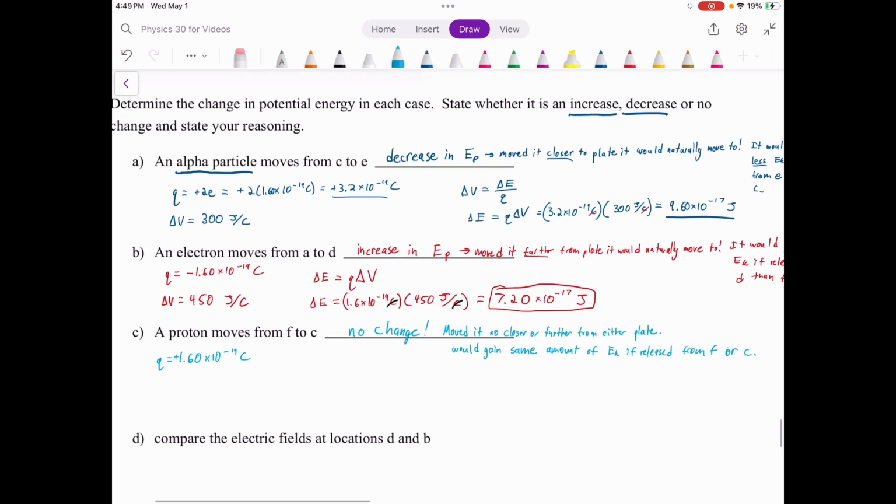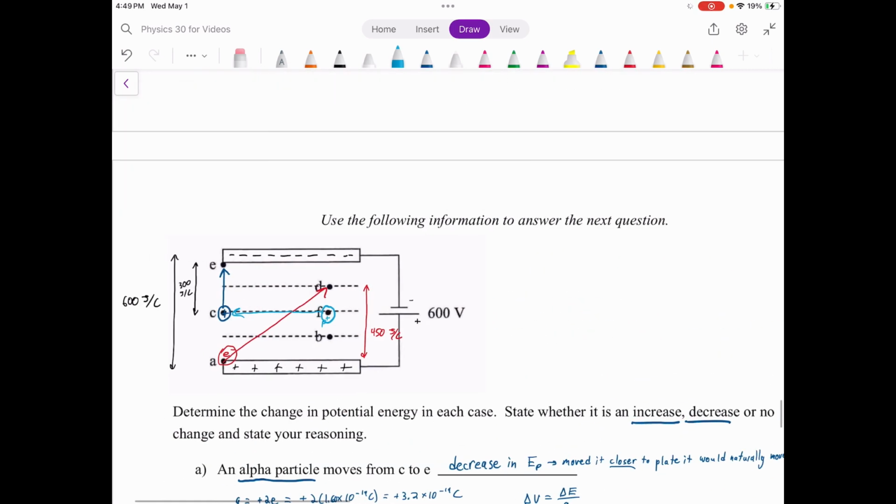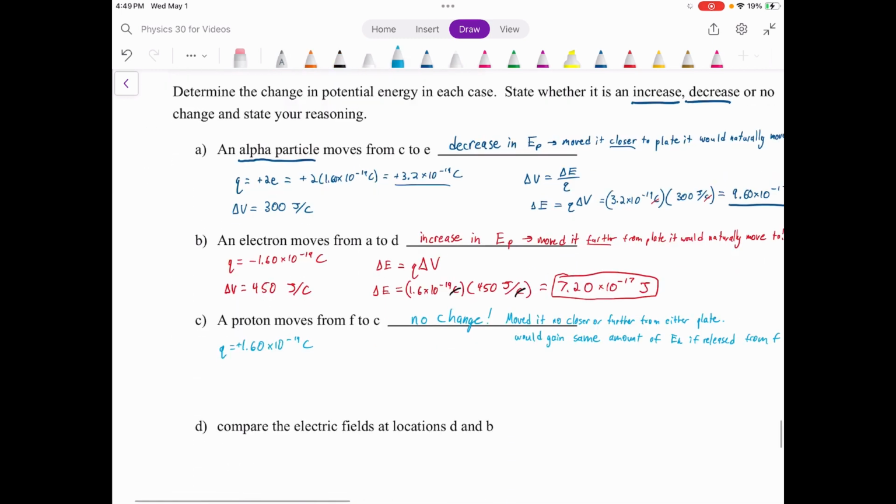All right, and another way to look at it, if you want to look at how the equation would tell us the same thing, well, the potential difference between here and here is 0, right? So if we were to plug that into this calculation here, the change in energy would be the charge of the proton times a potential difference between those two positions of 0 volts. Anything times 0, 0.